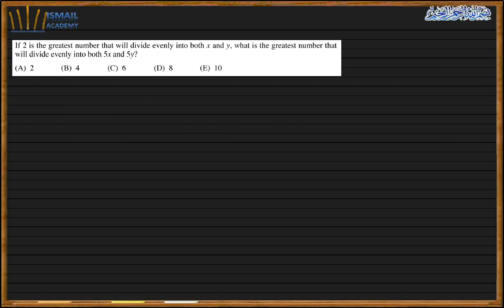Here for this question, 2 is the greatest number that will divide evenly into both x and y. That means x will be equal to 2 times a number, and y will be 2 times a number. When we divide evenly, that means we don't have a remainder. What is the greatest number that will divide evenly into both 5x and 5y?